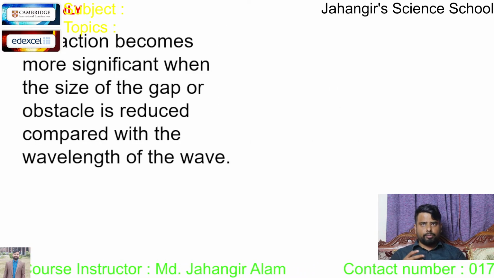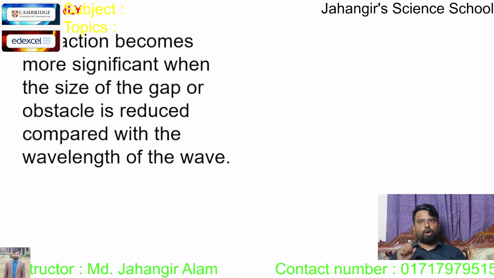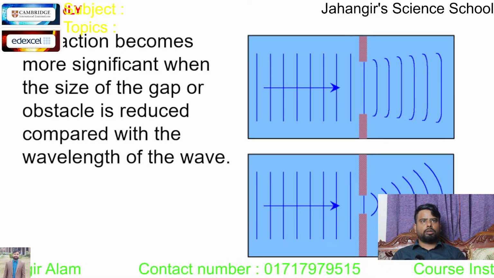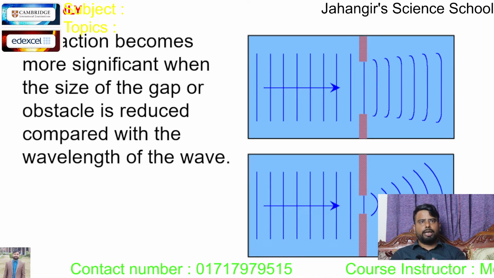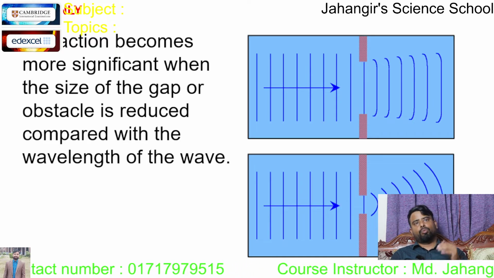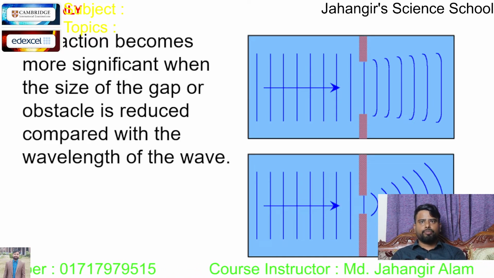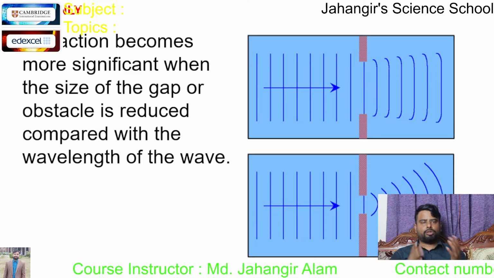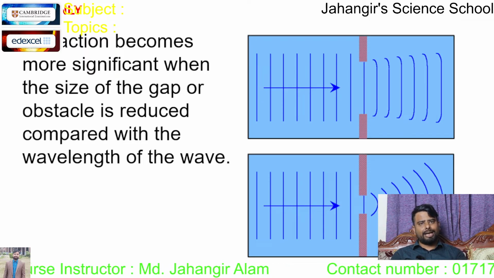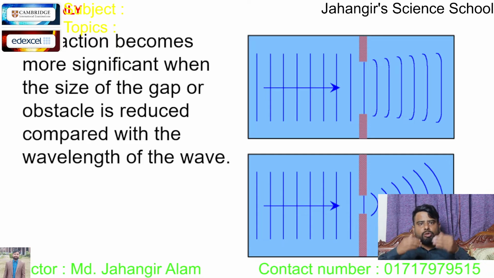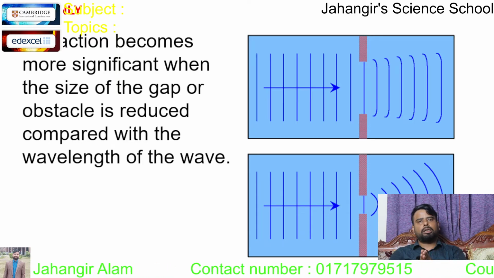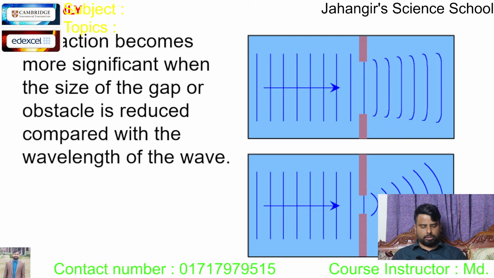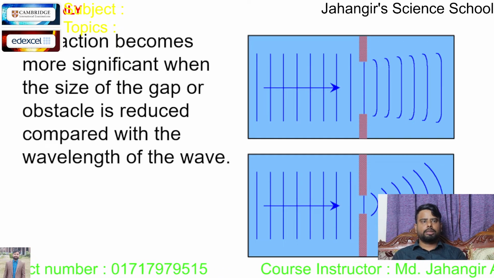So diffraction becomes more significant when the size of the gap or obstacle is reduced compared to the wavelength of the wave. So look at the first diagram. Here the width of the gap is more than the wavelength. That's why diffraction phenomena does not occur here. In the second diagram here, the width of the gap is equivalent to the wavelength of the wave. That's why diffraction phenomena occurs here significantly.